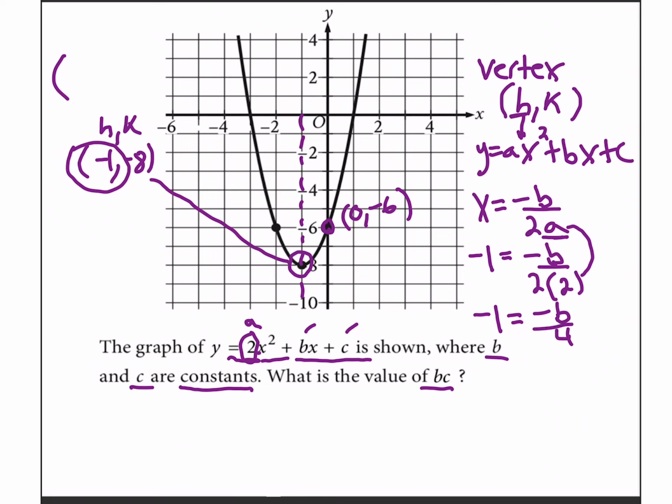And what that's going to come out to be is -4 is equal to -b, so we know that b is what? That's 4. So we just found b. Now we need to find c. One way to do that, usually this right here is the y-intercept, and I'll show you why.